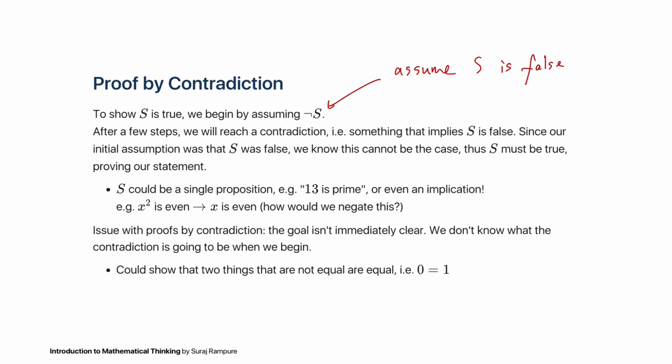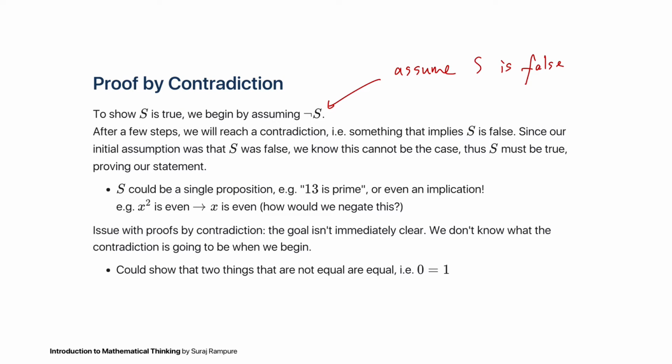Is that clear? Like, so for example, if you end up finding that if you assume that S is false, that 0 is equal to 1, you don't know that you're going to find 0 is equal to 1 at the very beginning, right? You're going to have to see that eventually. Okay? Any questions with the idea of a proof by contradiction?